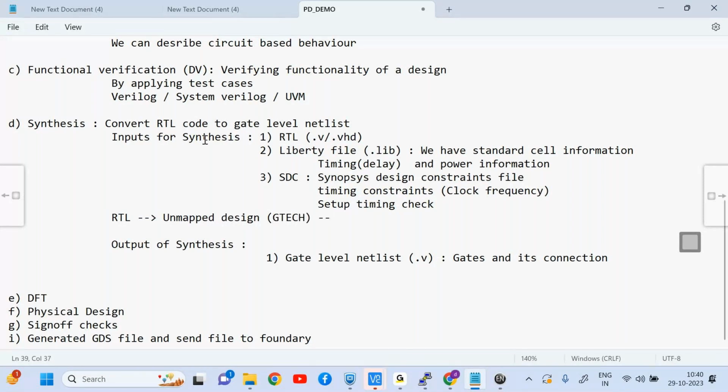Then this unmapped design will be mapped to what? The cells present in the Liberty file. That is called a mapped design. Mapped design means all the cells are taken from which file? The Liberty file. So the standard cells present in the Liberty file will be used. If you don't give this file, you should stop synthesis here only.